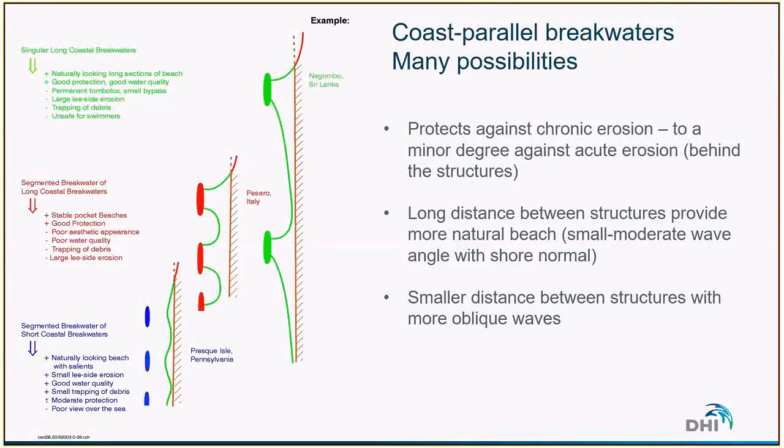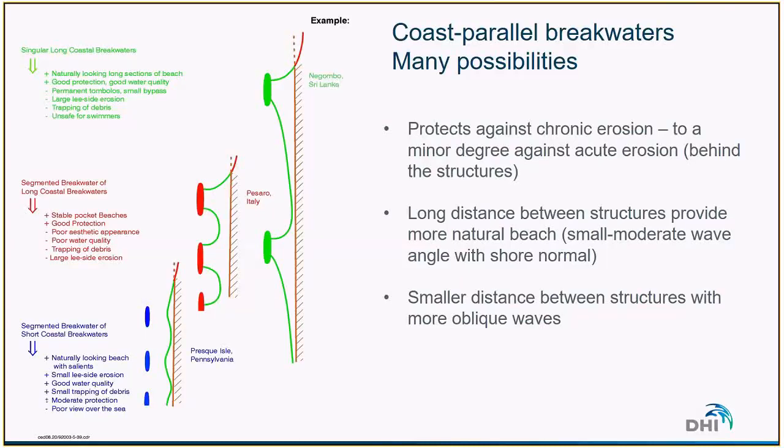When we use coastal parallel breakwaters, there are many possibilities. Some protection schemes often use multiple breakwaters, and here we have an illustration of how this affects the coast. If we have a single long coastal breakwater, we will have tombolos forming and natural-looking long sections of beach. This provides good protection and good water quality. But the problem is that it creates permanent tombolos, and therefore the bypass is very, very small.